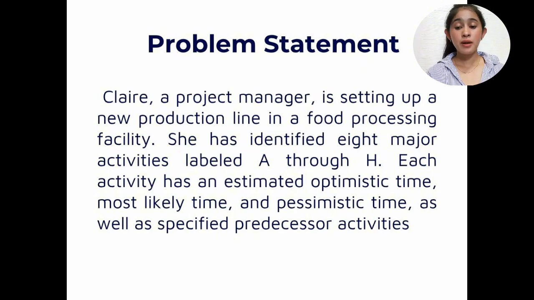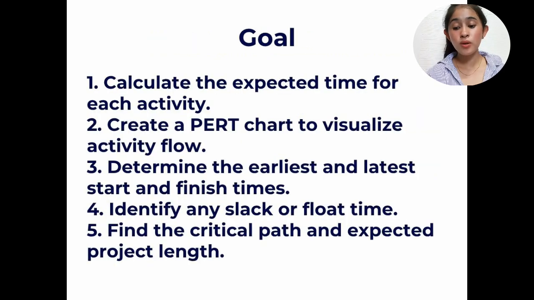Claire, a project manager, is setting up a new production line in a food processing facility. She has identified 8 major activities labeled A through H. Each activity has an estimated optimistic time, most likely time, and pessimistic time, as well as specified predecessor activities. So, our goal is to calculate the expected time for each activity.